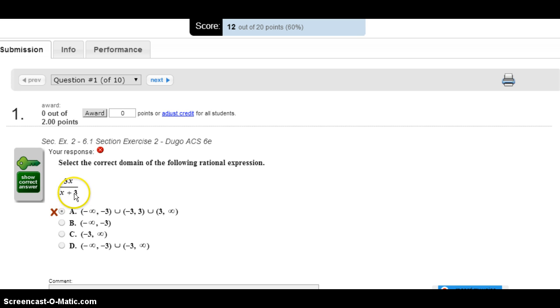So the only thing that would make the bottom equal to 0 here is if x was -3. -3 plus 3 would equal 0. So x can be any number but -3, and that's what D represents here. You start all the way at -infinity and keep going all the way to +infinity, but there's a gap here at -3, which is not included. That's what the parentheses mean.